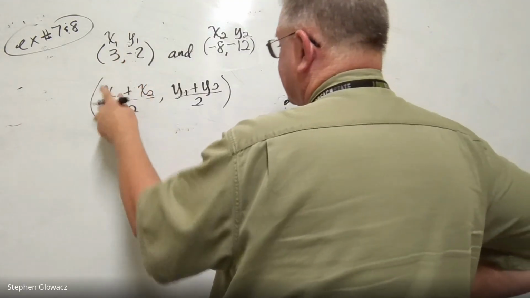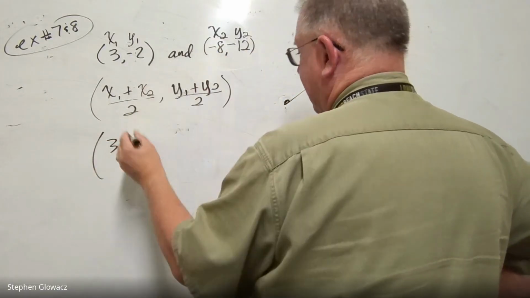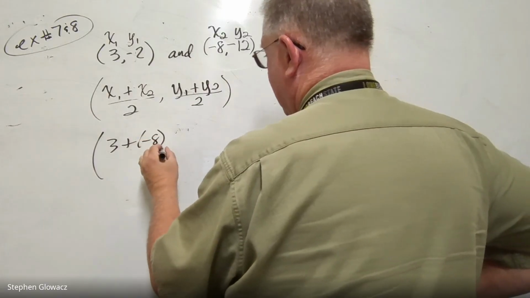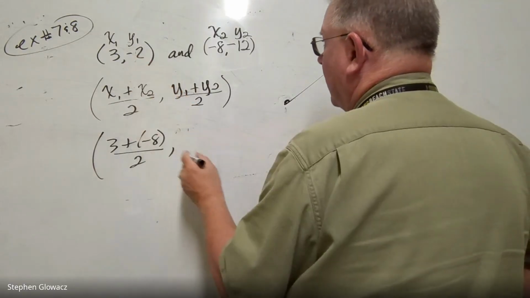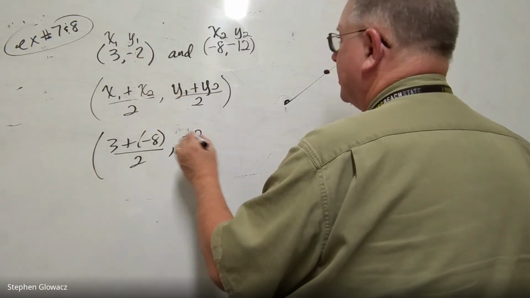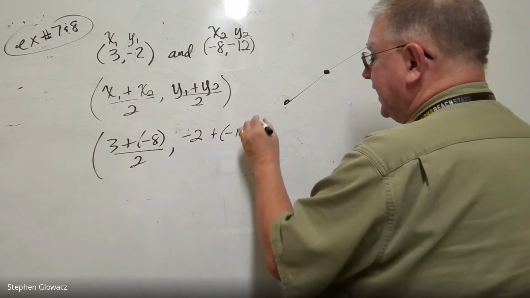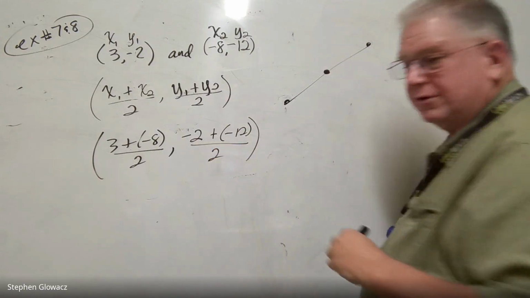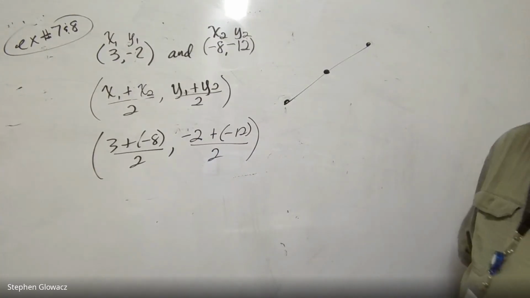So x sub 1 is 3. X sub 2 is -8. And then we're dividing by 2. And then over here, y sub 1 is -2 plus y sub 2, which is -12. And then we're also dividing that by 2. All right, so let's go ahead and work that out.